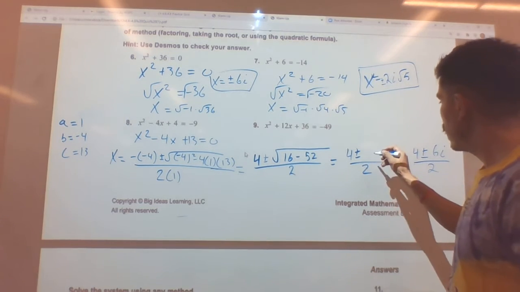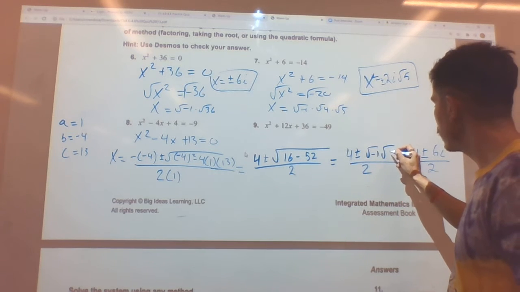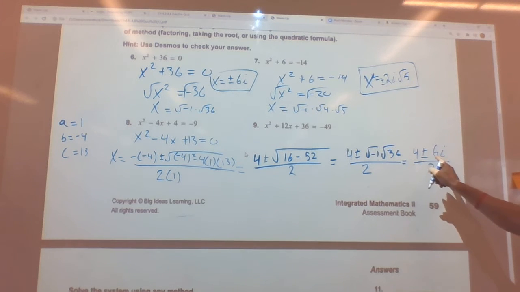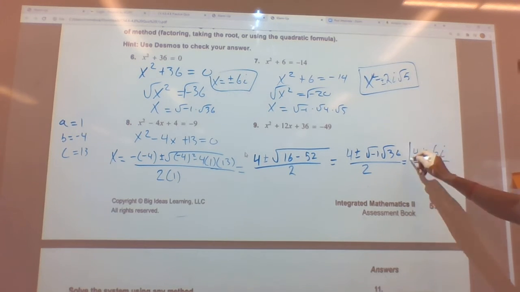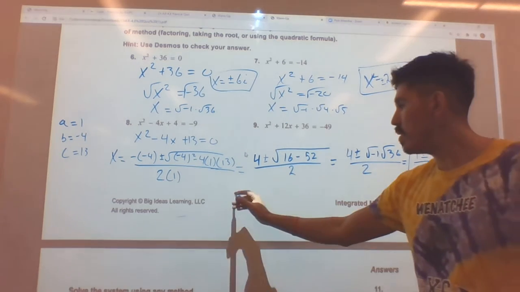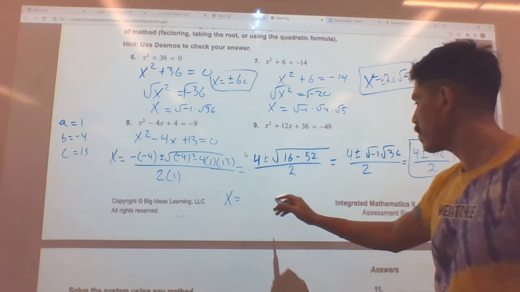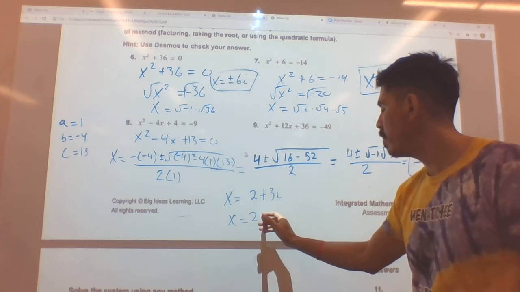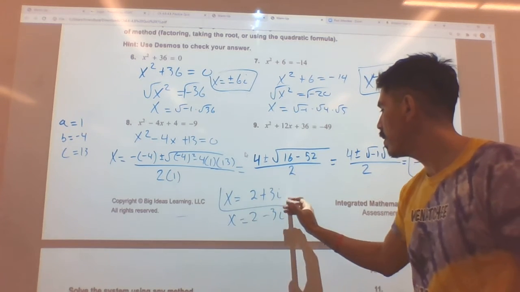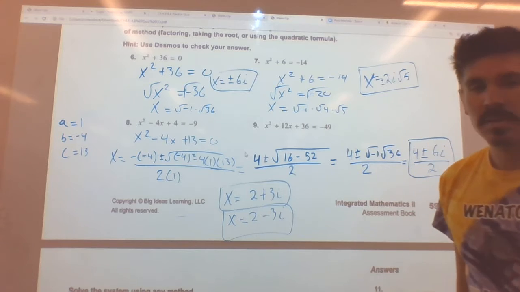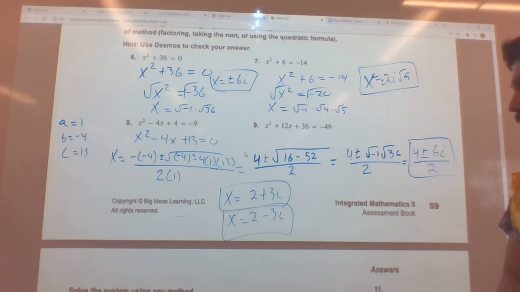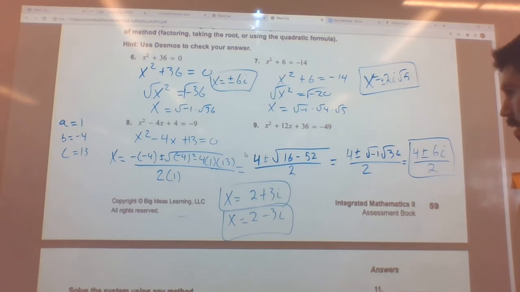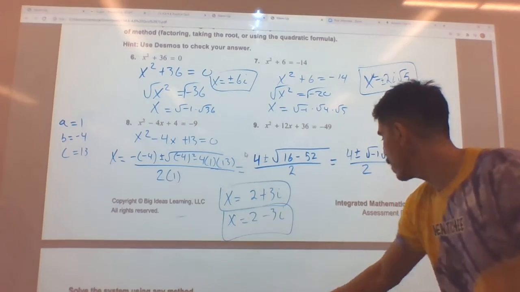So then, again, this is going to be the same thing as the square root of -1 times the square root of 36. Square root of -1 is going to be i. Square root of 36 is going to be 6. So we have to simplify that, and when we simplify that, we get x equals 2 plus 3i, and x equals 2 minus 3i. So two imaginary complex numbers. In this case, the parabola does not cross the x-axis, and there we are. Let's go ahead and do the next ones.